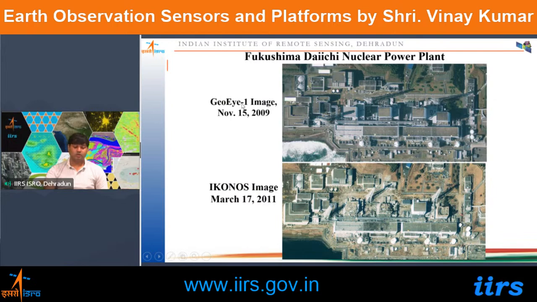This is a GeoEye 1 image and IKONOS image before and after the disaster. So you can see here the buildings, and after the disaster what has changed. You can see these buildings are affected in the nuclear power plant disaster.